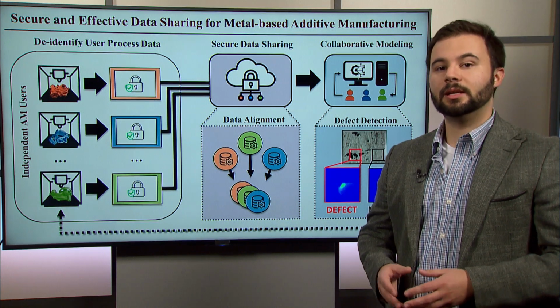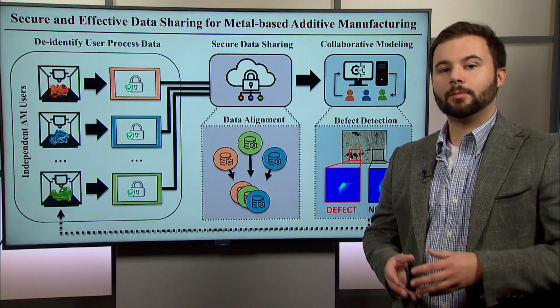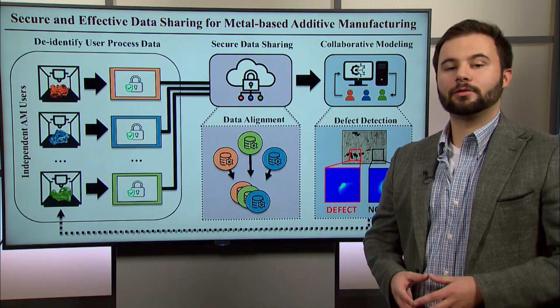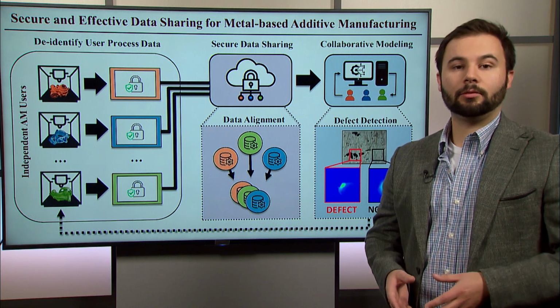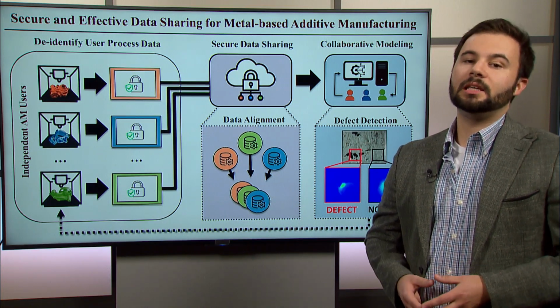Because of this, there's been an interest in developing what we call collaborative data sharing frameworks, which allow a small collection of users to share their data to create a larger aggregate set of training samples. These training samples are more diverse and they allow for a more accurate and robust model to be developed. However, this framework does have two key limitations.